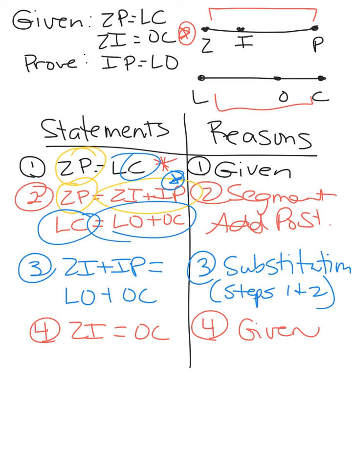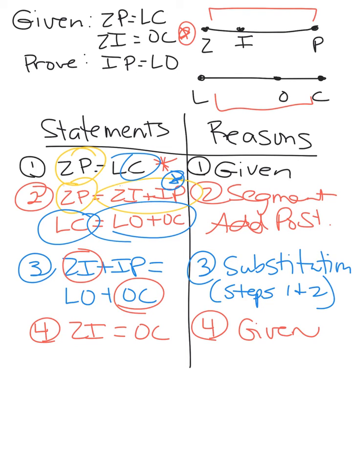So in this piece, why did I put that there? Why didn't I just place the given initially? Well, this part of the given wouldn't have helped me initially, but it's going to help me now. So if I circle what I have, ZI and OC, they're the same. So again, in trying to keep that balanced, what I'm left with is IP and LO.